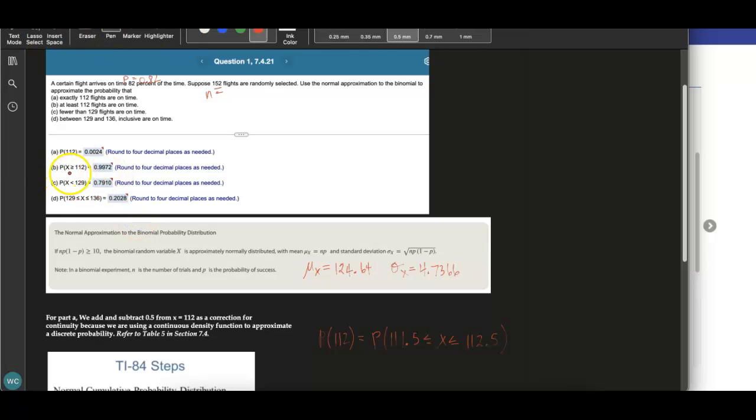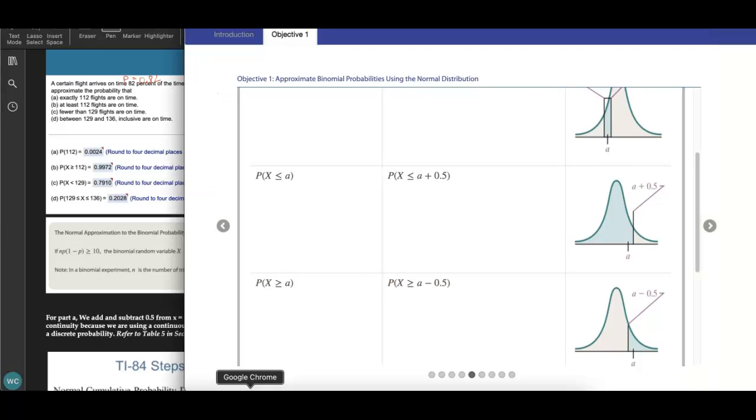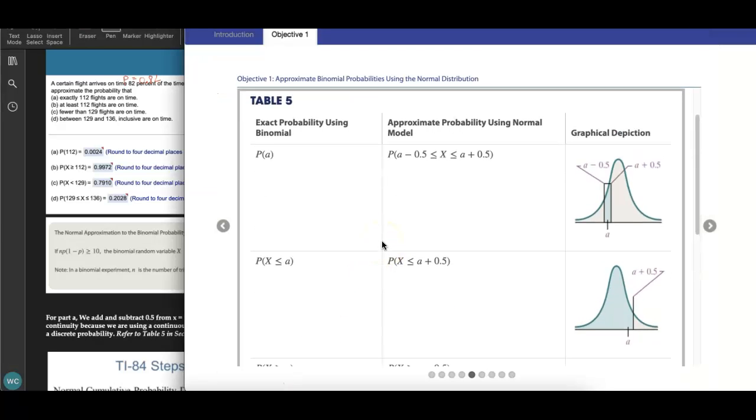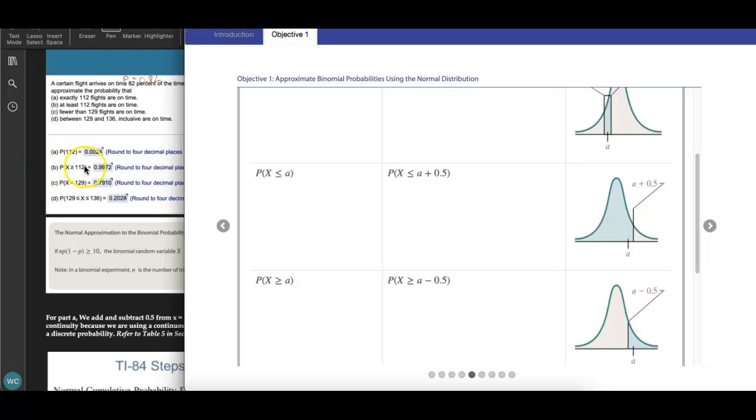Just really quick, I'm going to show part B of this problem. If you find you need part C or D, just email me and let me know. But in part B, again, I'm going to refer back to the table. I'm asked to find the probability that X is greater than or equal to 112, or in other words, that at least 112 flights are on time.